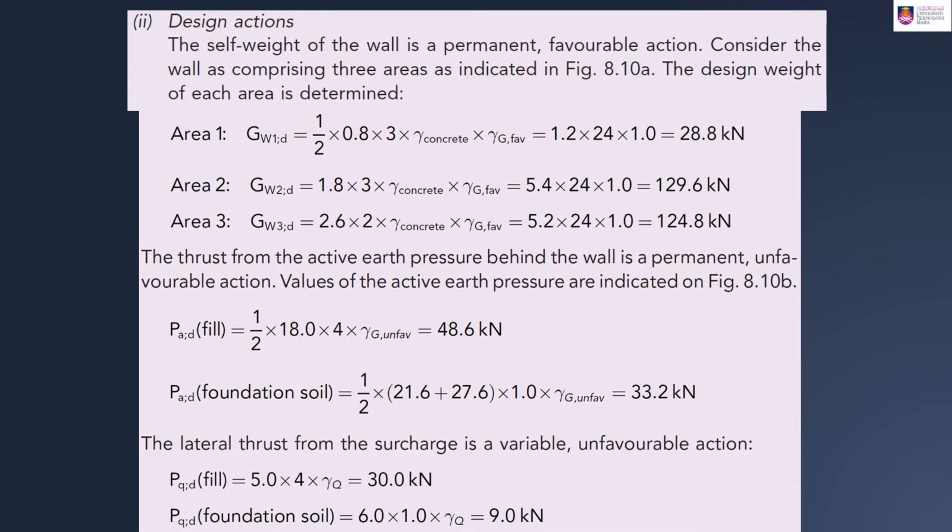It means that this thrust or this force will be considered as a destabilizing thrust. Values of the active earth pressure are indicated in figure 8.10b. The active thrust for the design fill is equal to 48.6 kN, while for the foundation soil, the active thrust design value is 33.2 kN. The lateral thrust from the surcharge is variable, therefore an unfavorable action. From the fill it is equal to 30 kN, while for the foundation soil it is 9.0 kN.